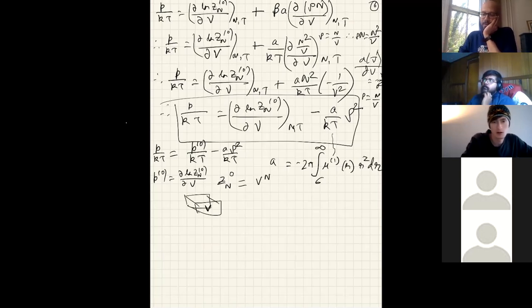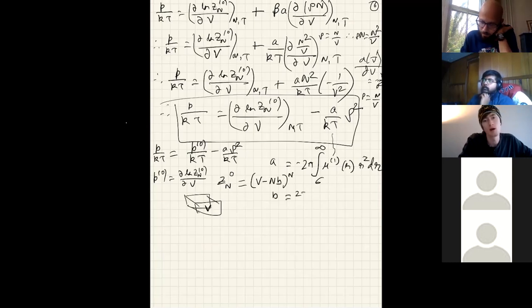But now you have hard spheres, so it's going to look like V to the power n, but you have to take into account that every particle now has a bit less volume than the full volume V that it can take. And that is going to be given by nb, where b is 2 pi sigma cubed by 3. More specifically, it is half multiplied by 4 pi sigma cubed by 3. Why half? Because this is the volume of one sphere.